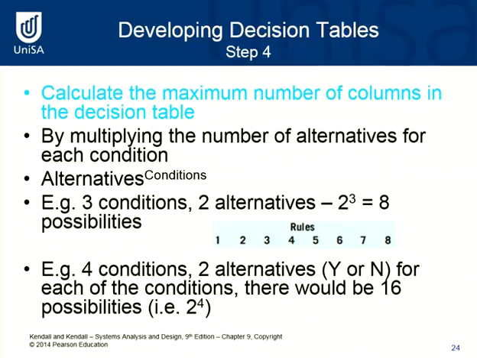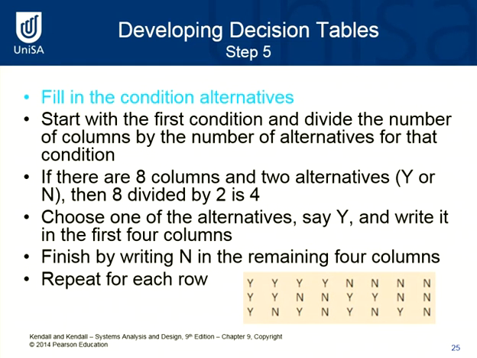So that's a good place to think about and start for populating. What are your conditions? What are your actions? What are the alternatives? Yes or no. Alternatives to the power of conditions gives you the number of columns that you need to have for your rules. 8 in this example, because we've got 3 conditions. Then you fill in the condition alternatives.